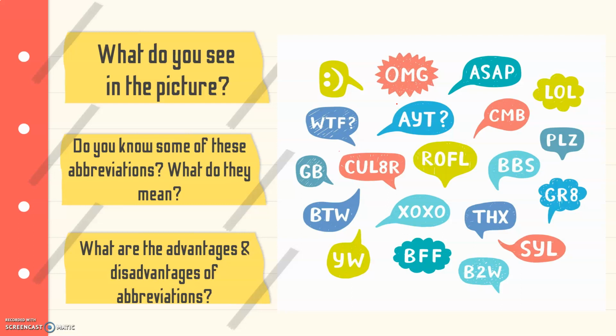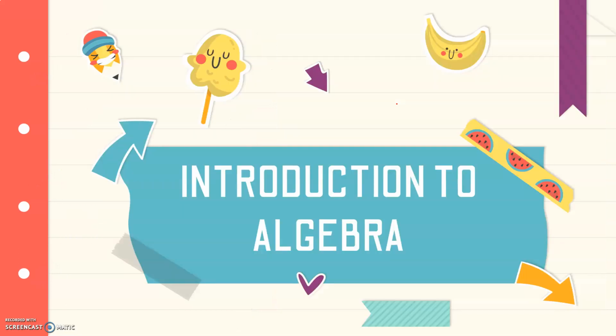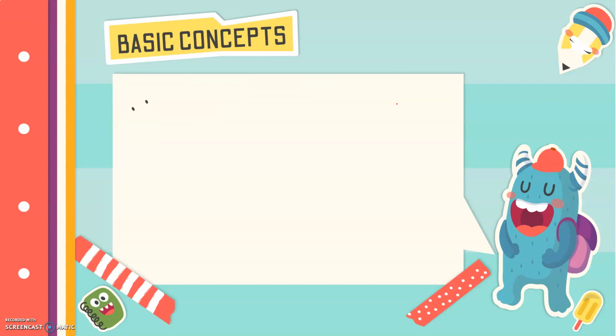But there are also disadvantages in using abbreviations. One of those is others might misunderstand what we actually mean, especially if we are not of the same generation. Now, in mathematics, we also use some kind of an abbreviation. What do I mean by that? So let's learn some of the basic concepts when it comes to algebra.